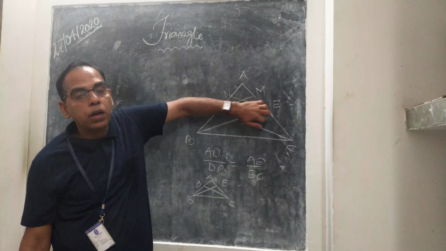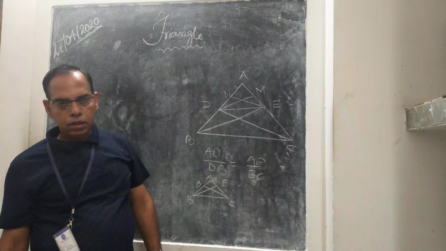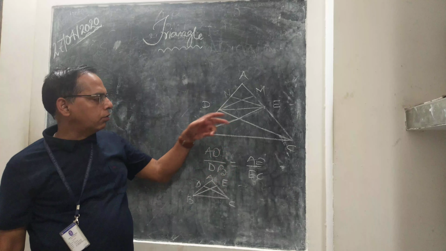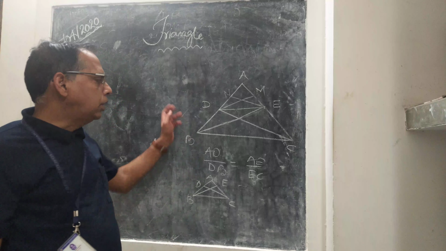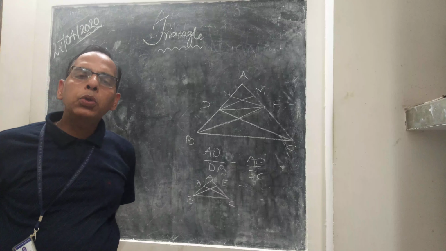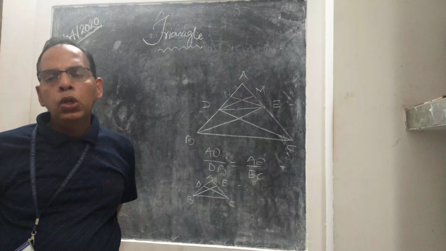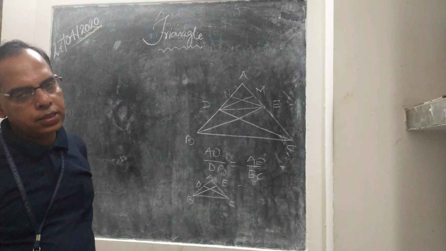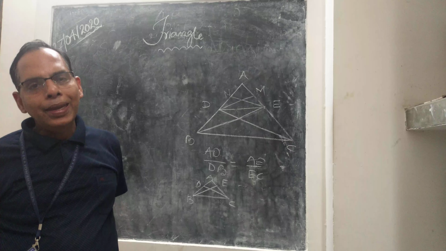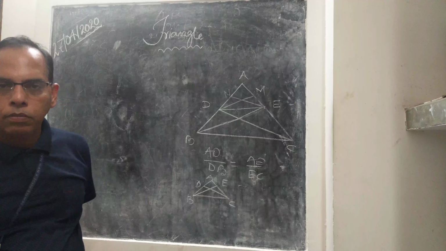That means the area of these two triangles is the same. Yes or no? And this is the other triangle. Okay, so first of all, we have to write: let ABC be a triangle, DE parallel to BC, to prove AD by DB equal to AE by EC.